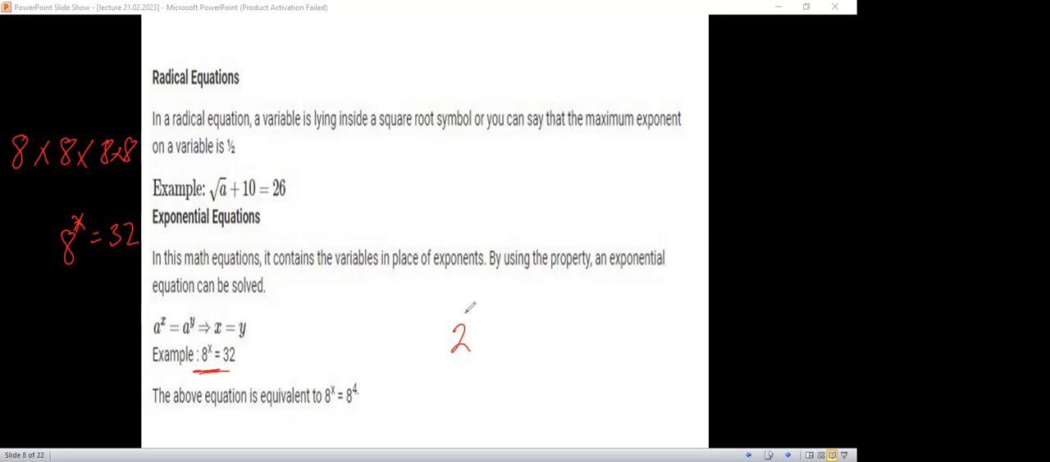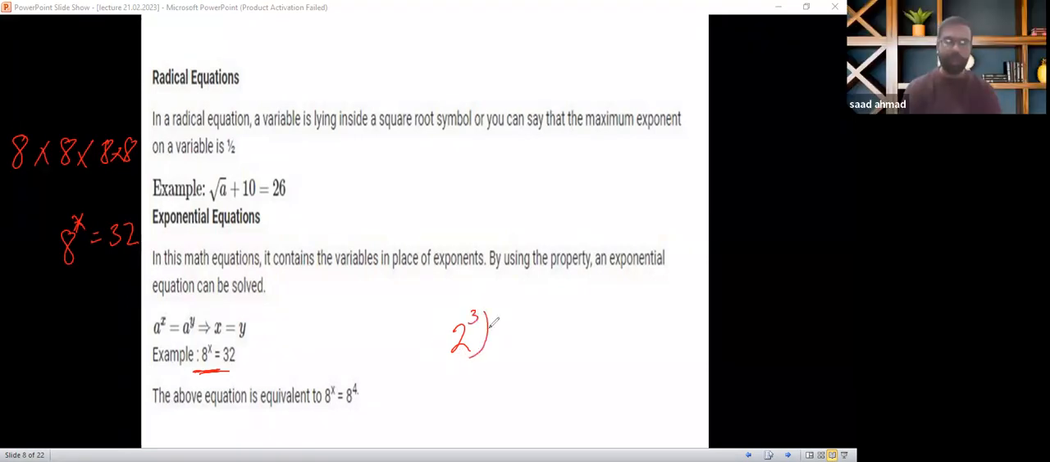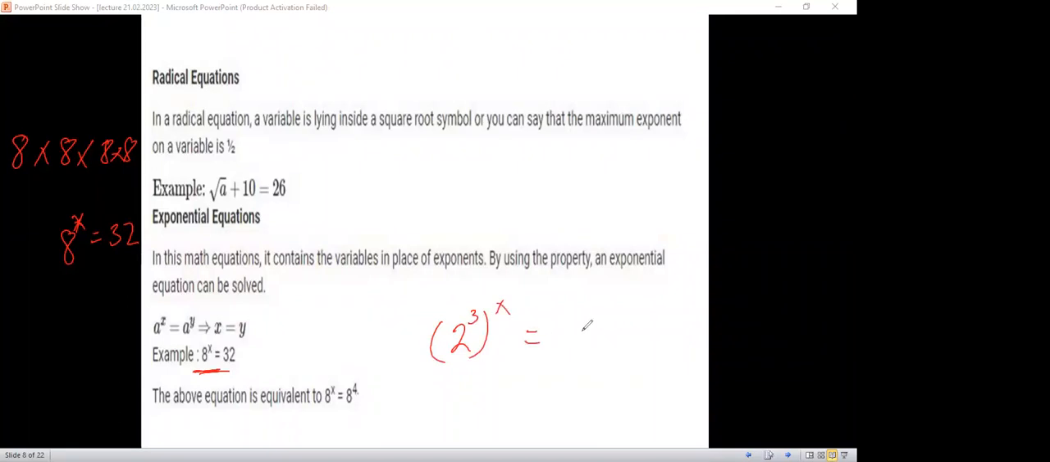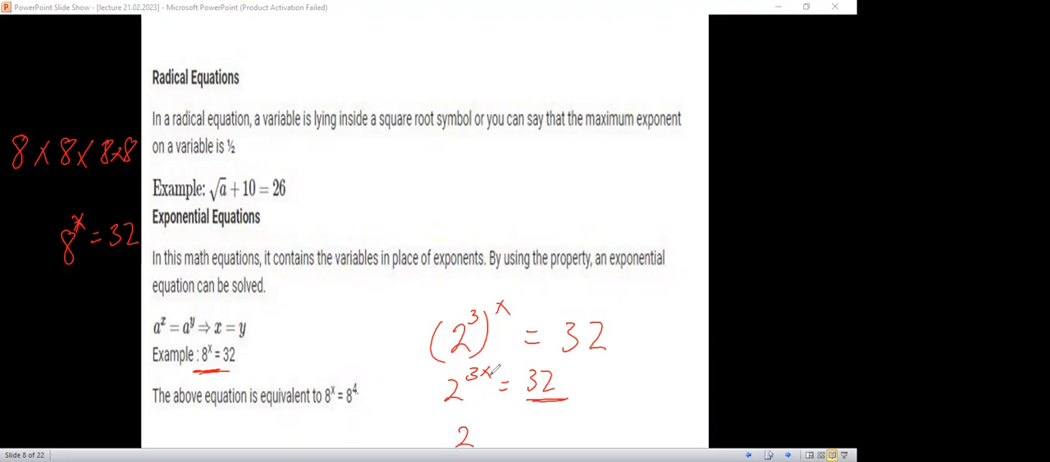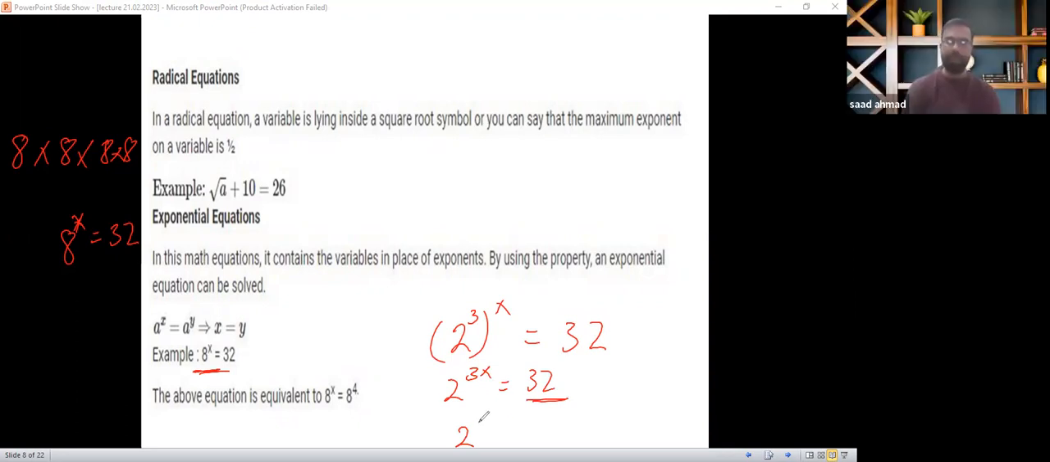So we can rewrite it as 2 to the power 3, that is 8, and then 32. Now it's 2 to the power 3x equals 32. Now we need to see what number we put in x that will make it 32. 2 to the power 5 is 32, so 3x has to be 5. We need to change it like that.